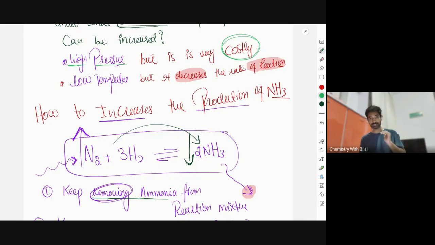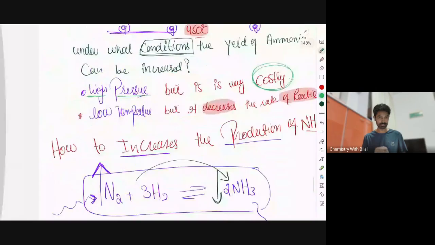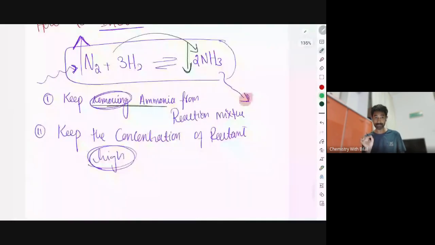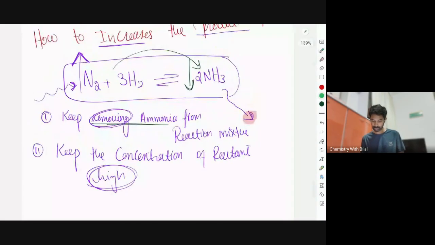So how can we increase the production if we are not changing these conditions, not increasing the pressure and not decreasing the temperature? How can we maximize the yield? We can change the concentration. You can keep on removing the product, which is ammonia.